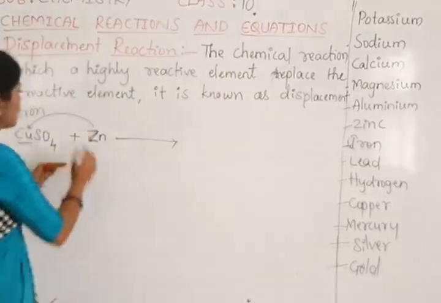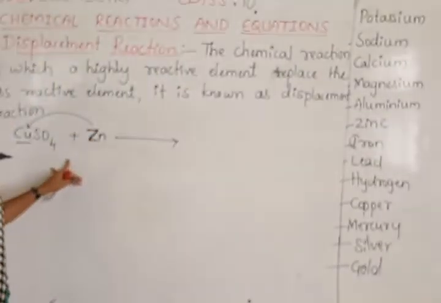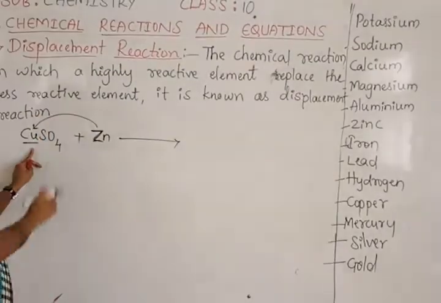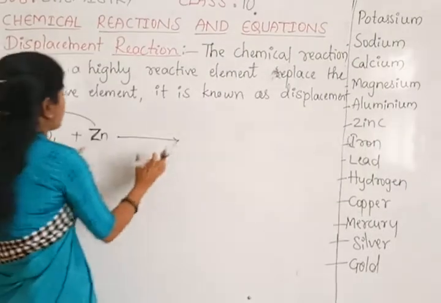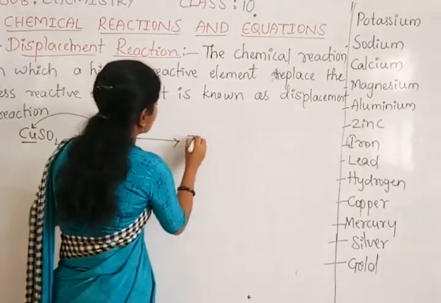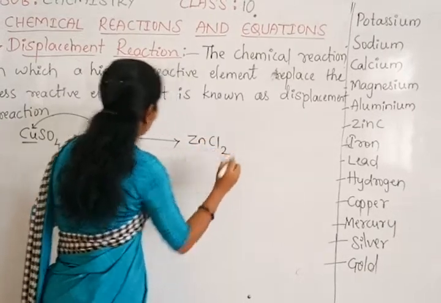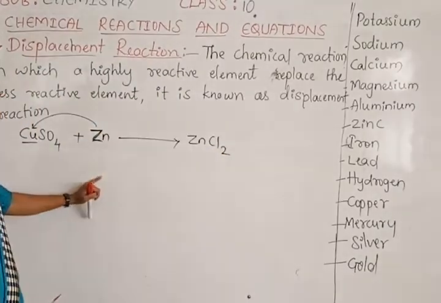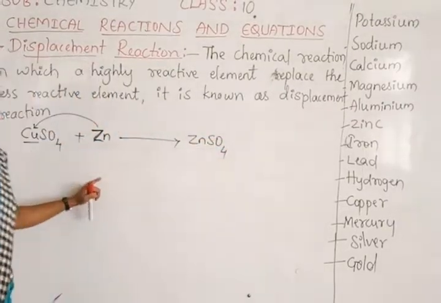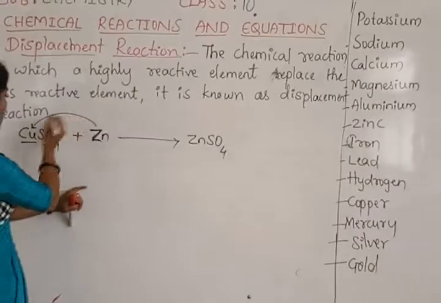So here, zinc is the more reactive element, so it replaces the copper in the copper sulfate compound. Then what will form? Yes, instead of copper you can write zinc here. Zinc chloride, ZnCl2. Sorry, zinc sulfate, ZnSO4. Okay, so this will replace.